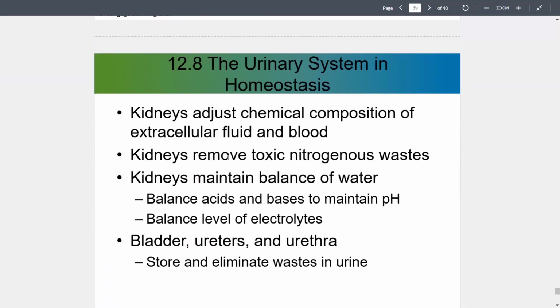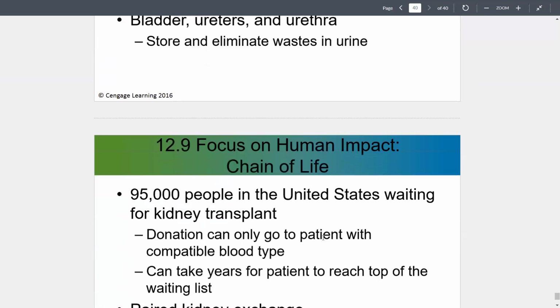And then kidneys can adjust your blood, which we said they can remove nitrogenous waste, which is that urea. They help maintain your water and your pH and get rid of it all in urine.